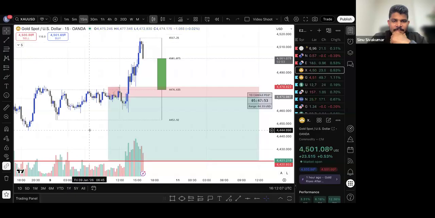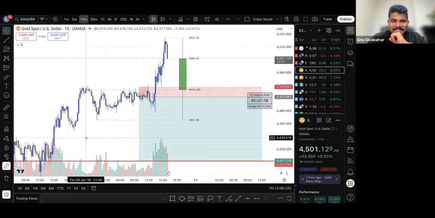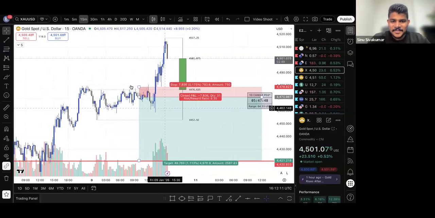So you mean to say candlestick patterns kind of thing? Oh, this is one of my stop loss hit trades today. But anyways, that's part and parcel of the game.